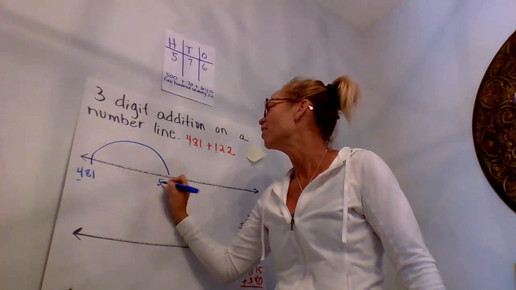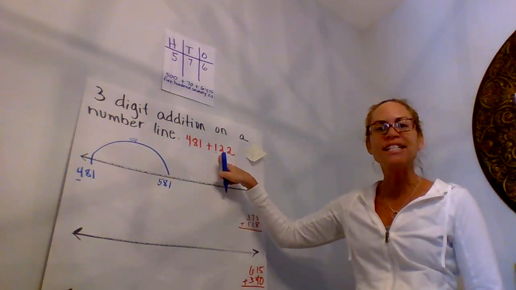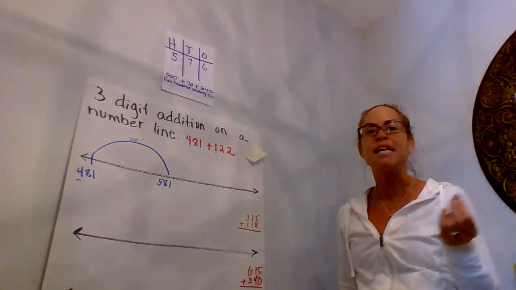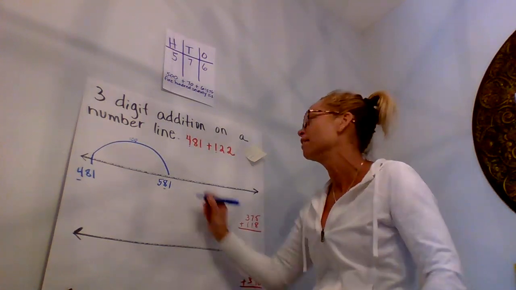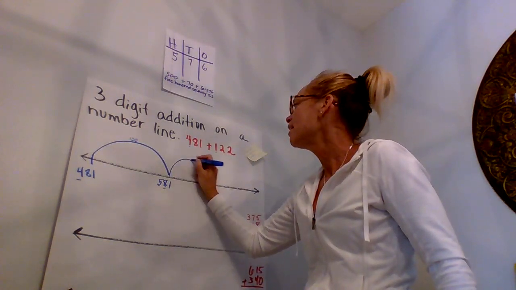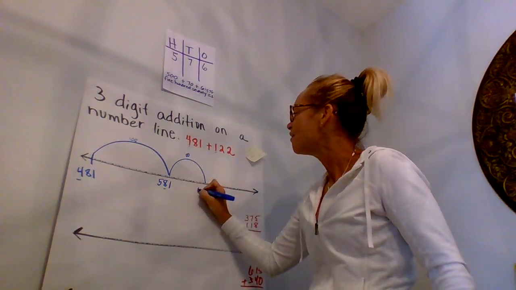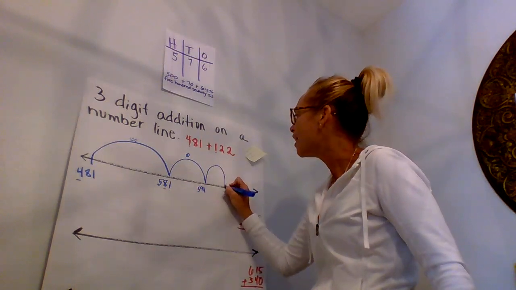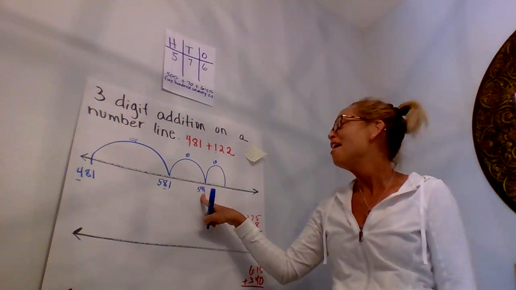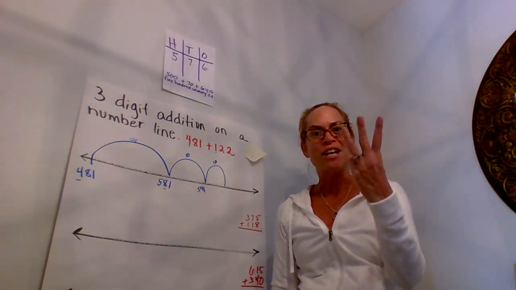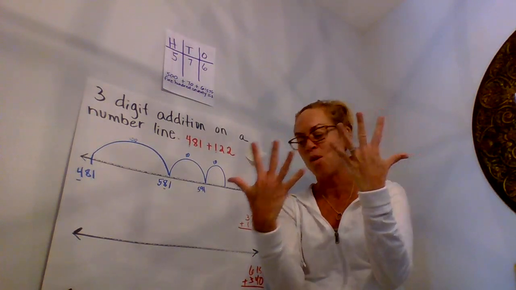481, 581. Okay, that's 100. And then I go to the tens, and I have 2 tens. So those are 2 medium hops, okay? And again, you're looking at the tens place right there in 581. 581, 591. That's a 10. 591. And another 10. Now, if you get confused, because we're going into the 600s, just count on 10. 591, 92, 93, 94, 95, 96, 97, 98, 99, 600, 601.